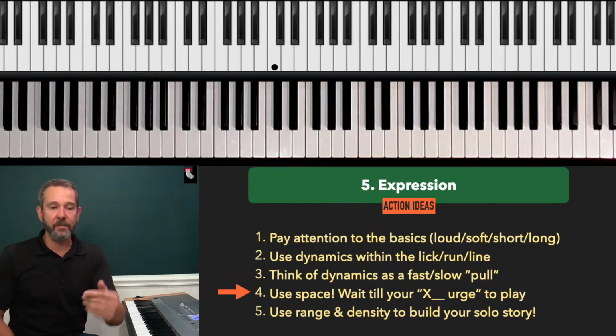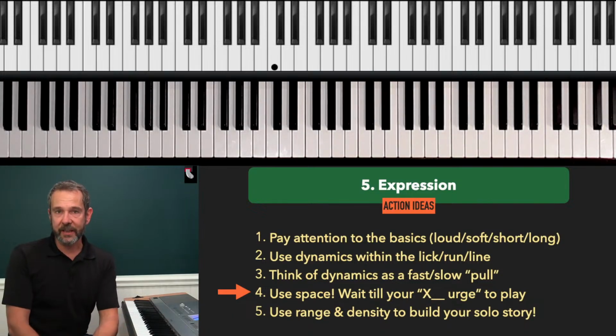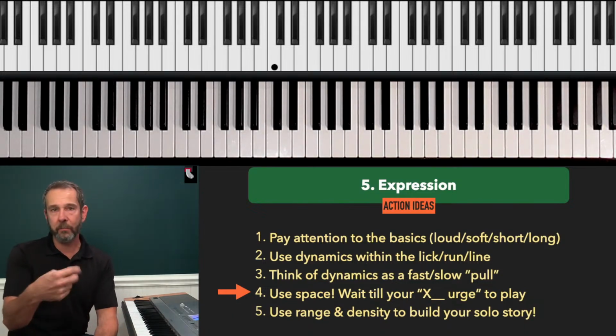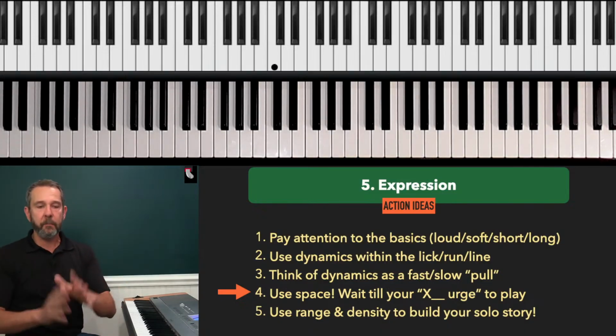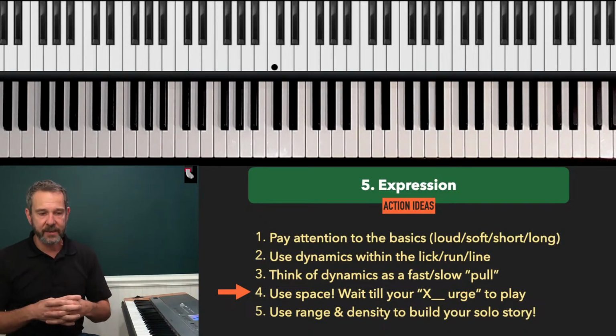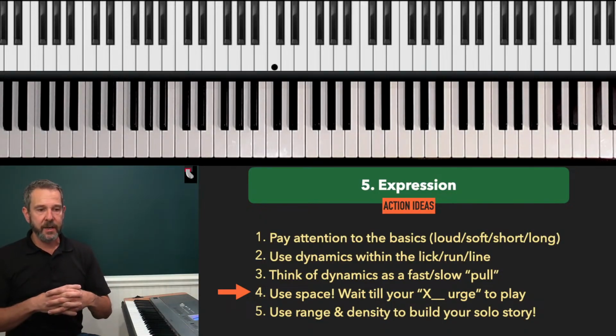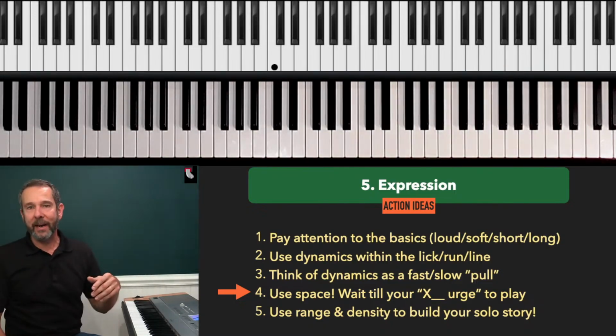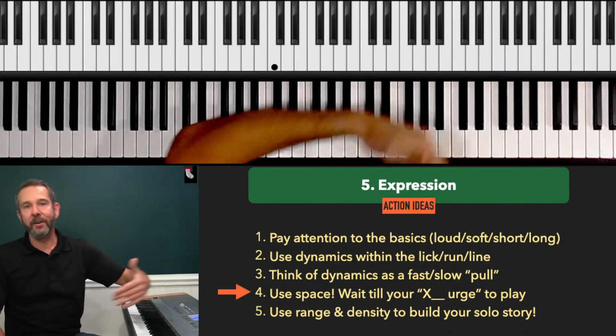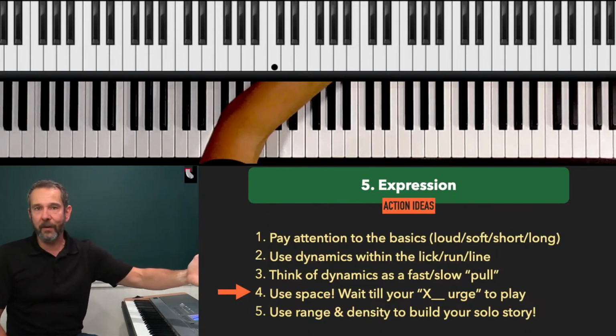This one's great. When I was at Berkeley, I had an improvisation class with the great Hal Crook, trombone player. Look him up. Has some great books on improvisation if you're interested. But one of the best concepts that he taught me in his class was waiting until your X number urge to play. So wait until your second urge, your third urge, your fourth urge.